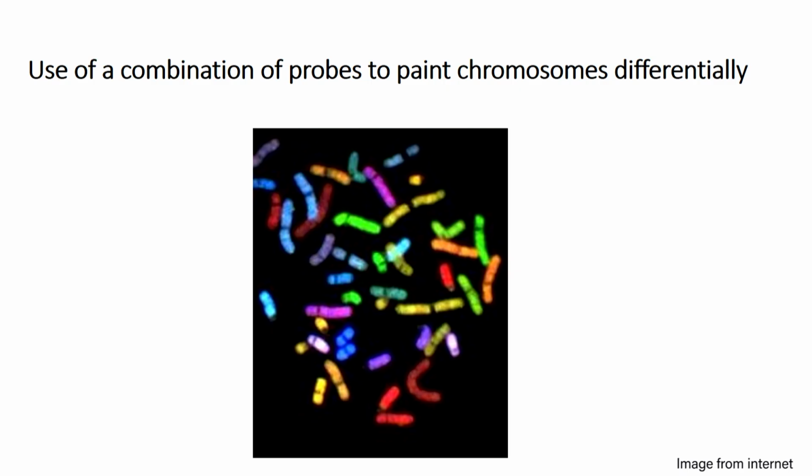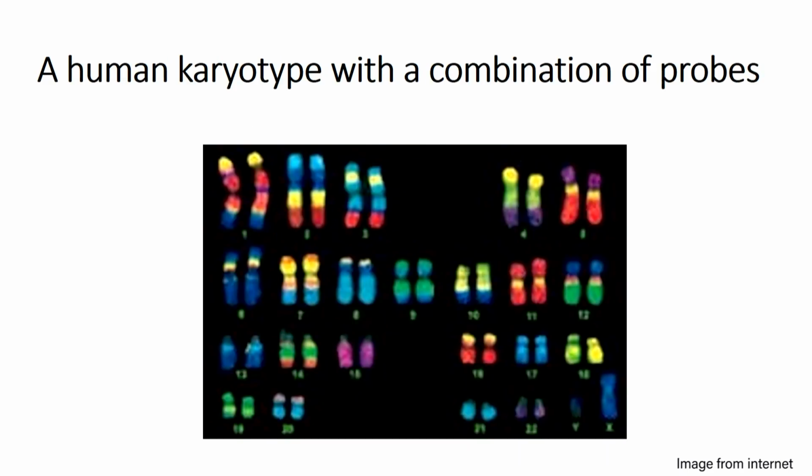If you say chromosome 1, I have given it the color green. So, the green chromosome will be chromosome number 1, like that. This is the way chromosome painting is very useful. I will show you. We were talking so much about karyotype. Is human karyotyping possible with a combination of probes? Yes, it is possible, because we can paint the different chromosomes.